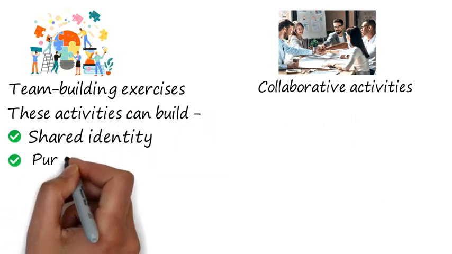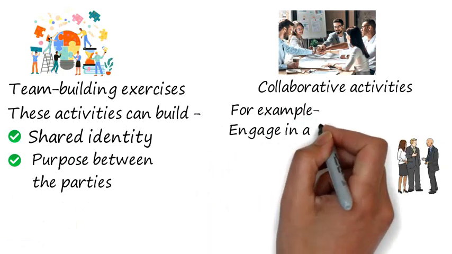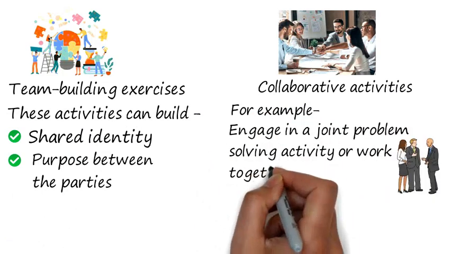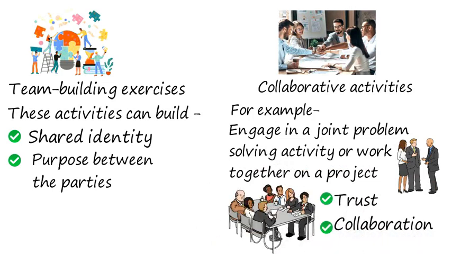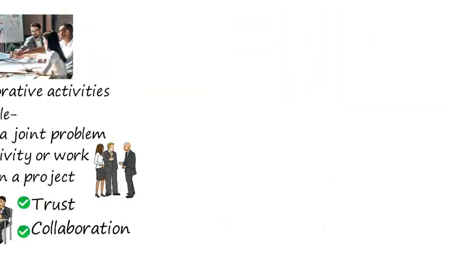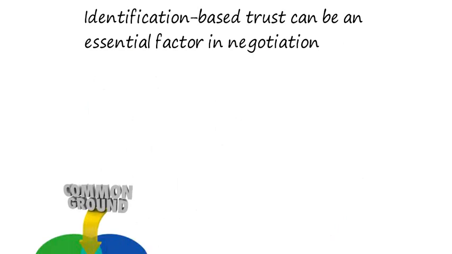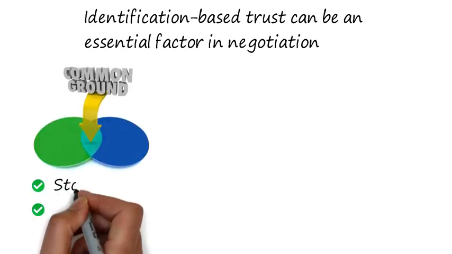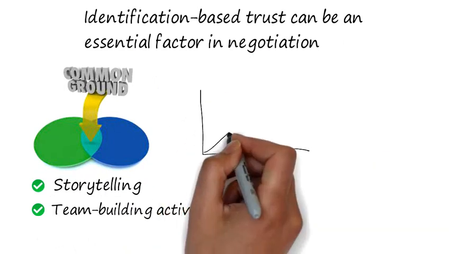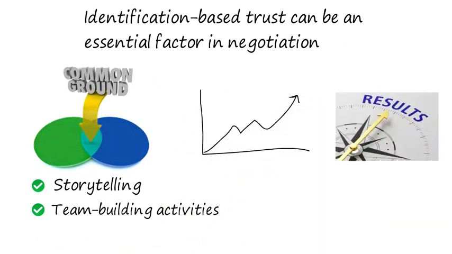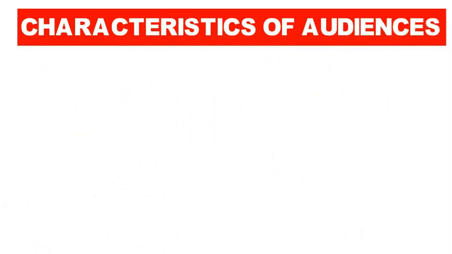These activities can build a shared identity and purpose between the parties. For example, the parties may engage in a joint problem-solving activity or work together on a project. By working together, parties can build a sense of trust and collaboration. Identification-based trust can be an essential factor in negotiation. By finding areas of common ground, using storytelling, and engaging in team-building activities, parties can increase identification-based trust and improve their negotiation outcomes. Characteristics of audiences.